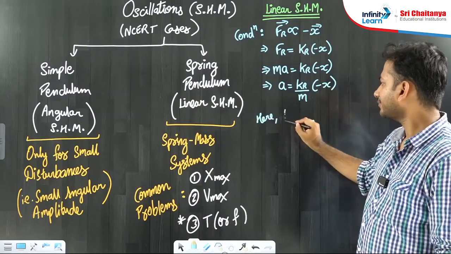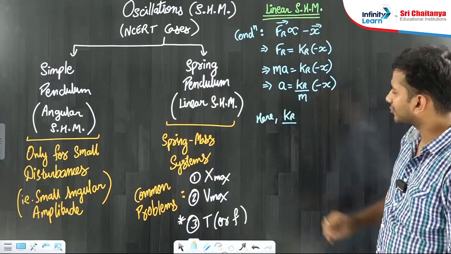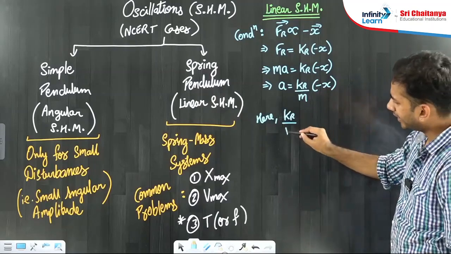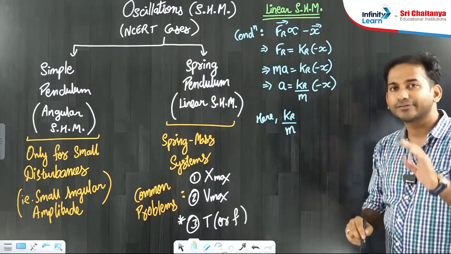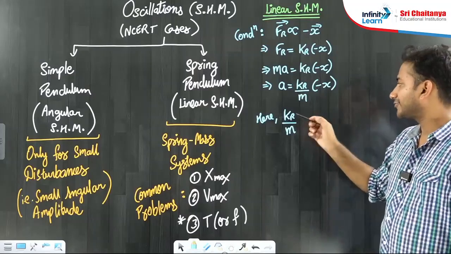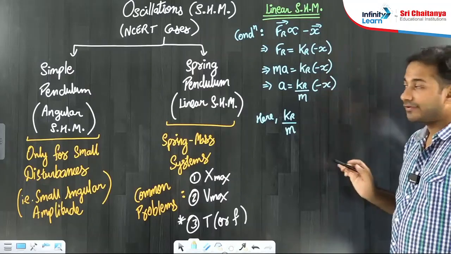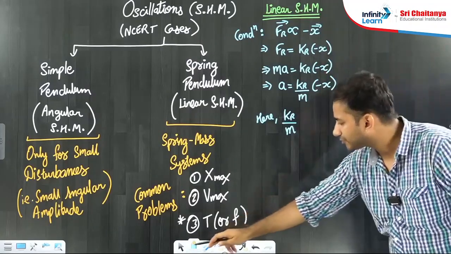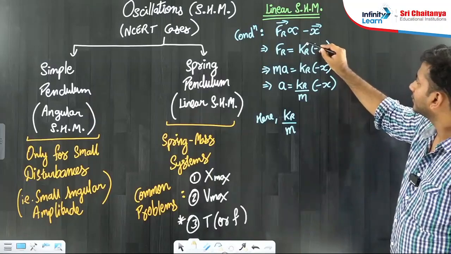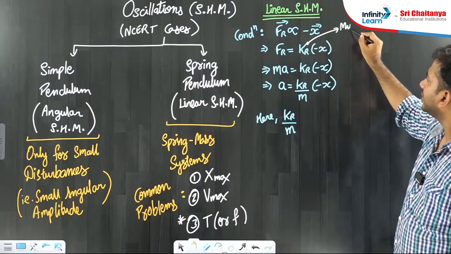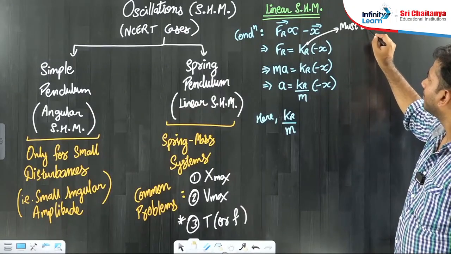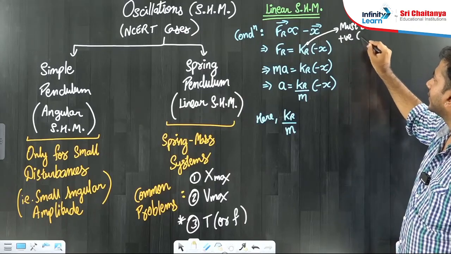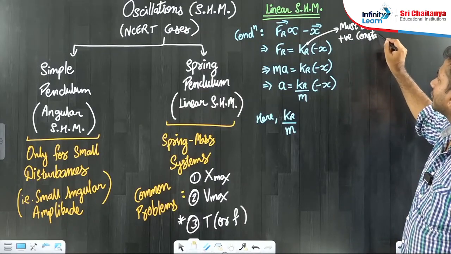Here, kr by m, the restoring constant must be positive, and mass is by default a positive physical quantity. Restoring constant here must be positive. This kr must be a positive constant.